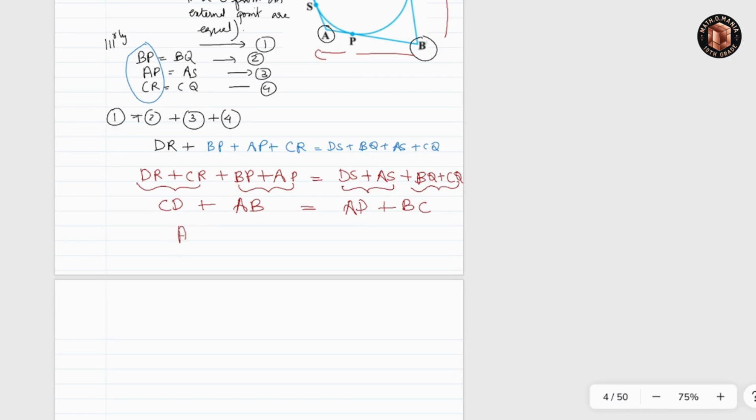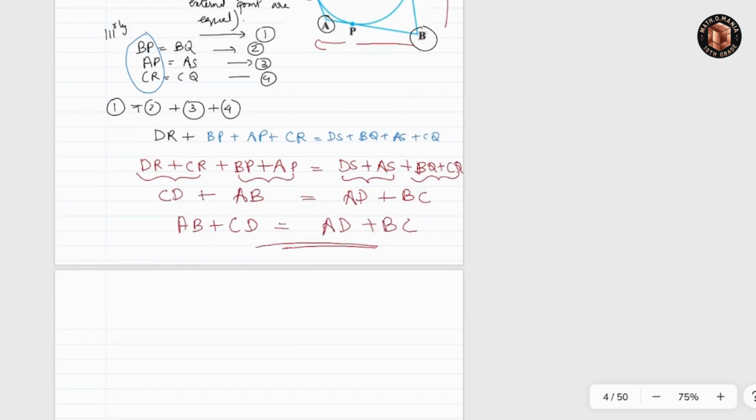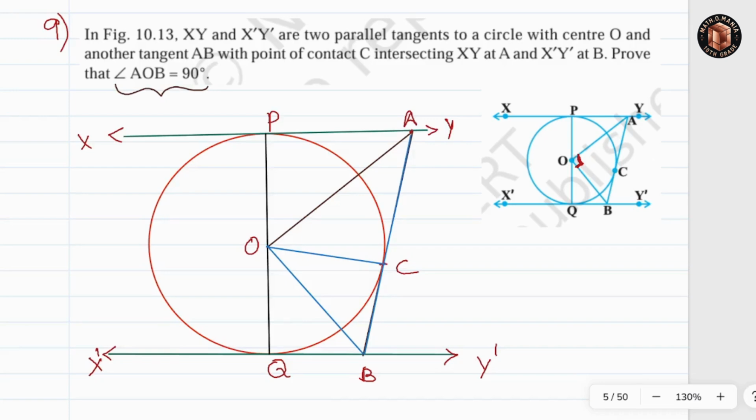I can again rewrite this one and just write it like what? AB plus CD equal to AD plus BC. Hence proved, right? This is what they are asking us to prove here. AB plus CD equal to AD plus BC. Hence proved. At the end, just write it here. Hence proved. Now let's do the question number 9.